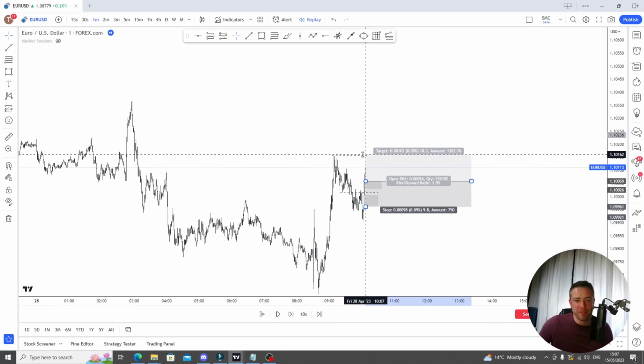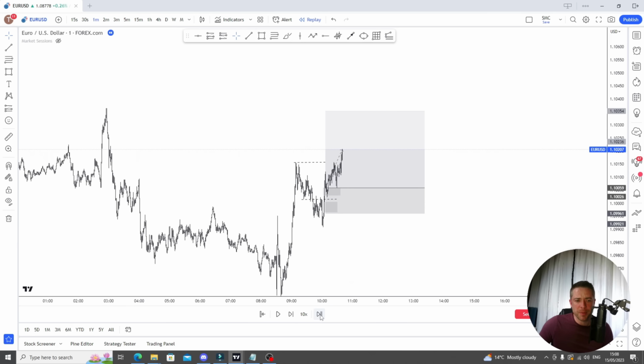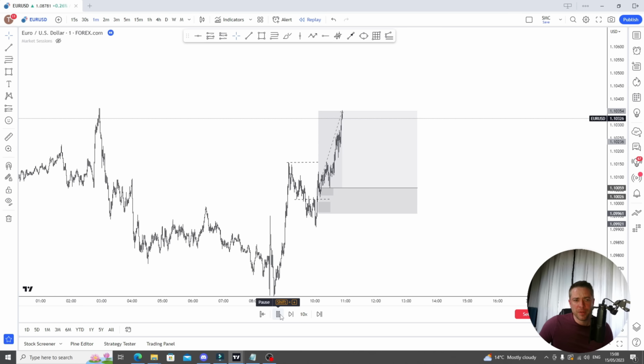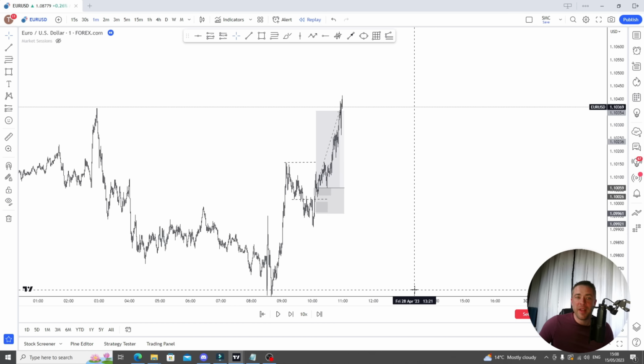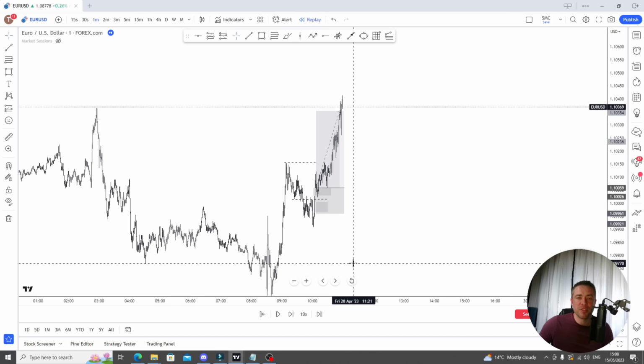So we tagged in. And there we go, 1-to-1. Let's just see what would happen if we'd have targeted up here, which should have been 3-to-1. We'd have hit that as well. Nice 3-to-1. And that's it. There's 2 examples for you.